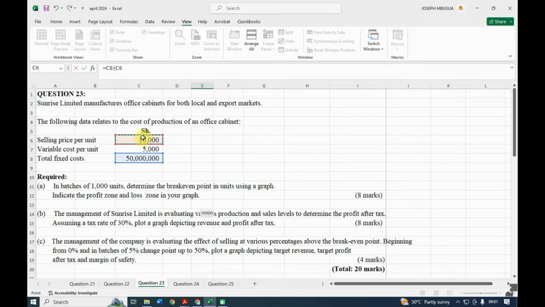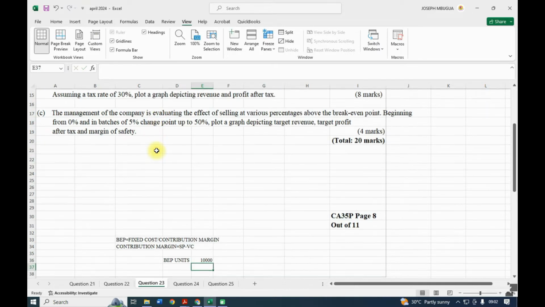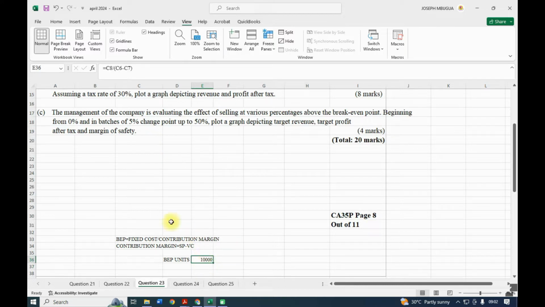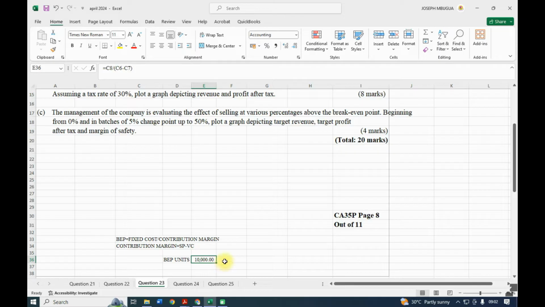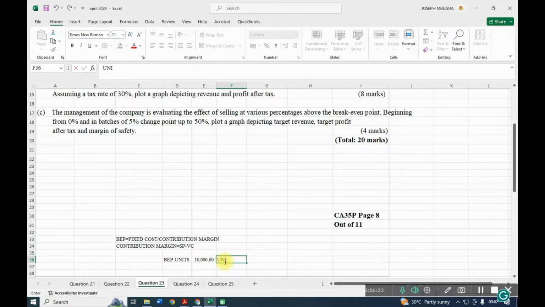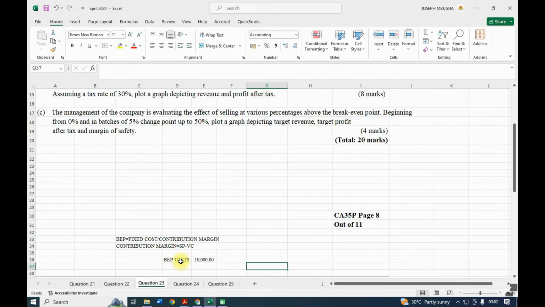My selling price is 10, my variable cost is 5, and I will close that particular bracket, and I will enter, and you'll find that in this case our break-even point will be 10,000 units. So it's already in units, BEP in units, that is 10,000 units. 10,000 units is our break-even point.